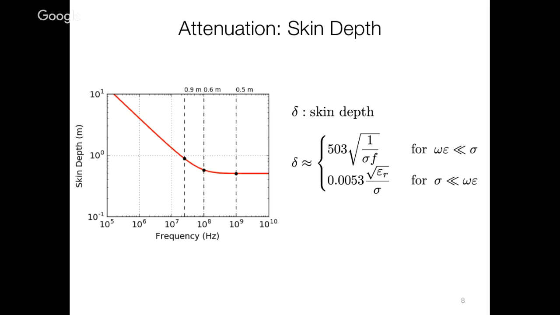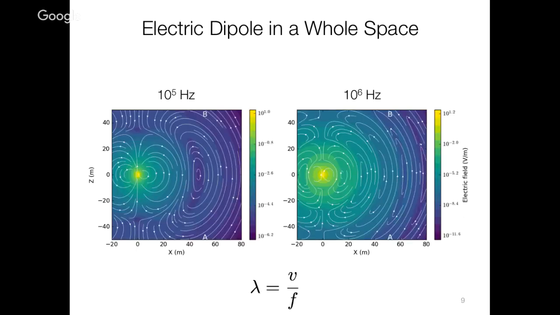So 1 hertz, 10,000 hertz, that's all in that quasi-static regime, in which case the skin depth is governed by that formula. If we continue to increase in frequency, then up here the skin depth is governed by this quantity here. So sigma is still playing a role, but it's a slightly different formula. So here's skin depth as a function of frequency.